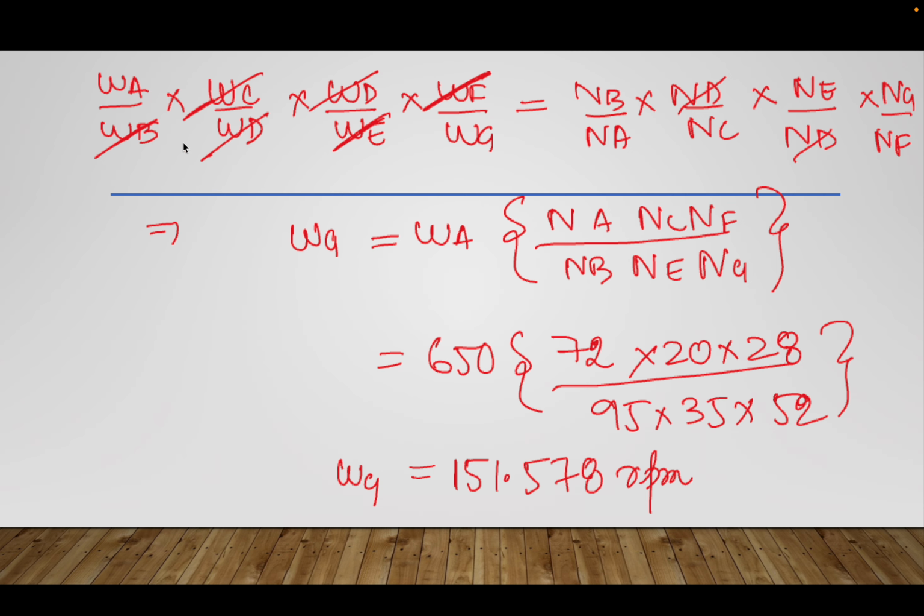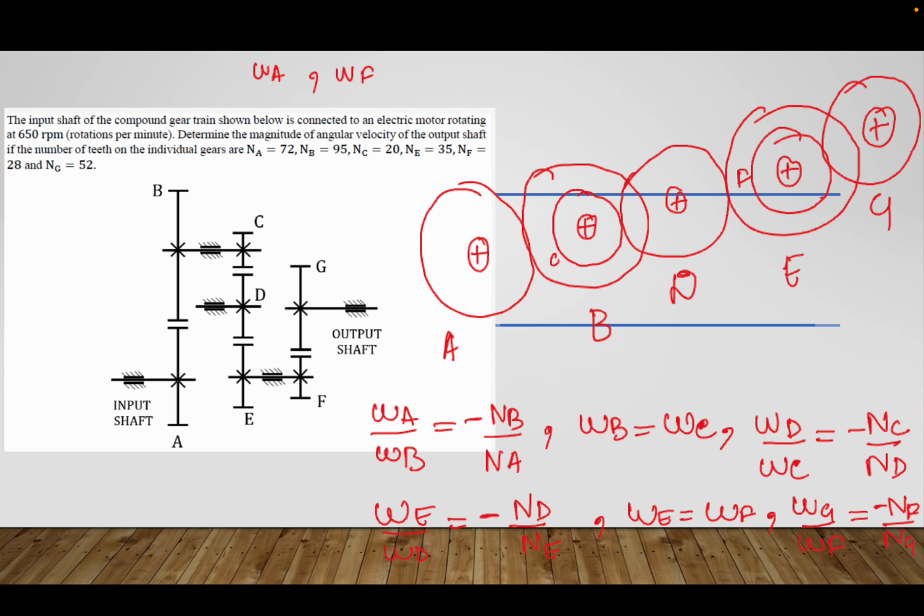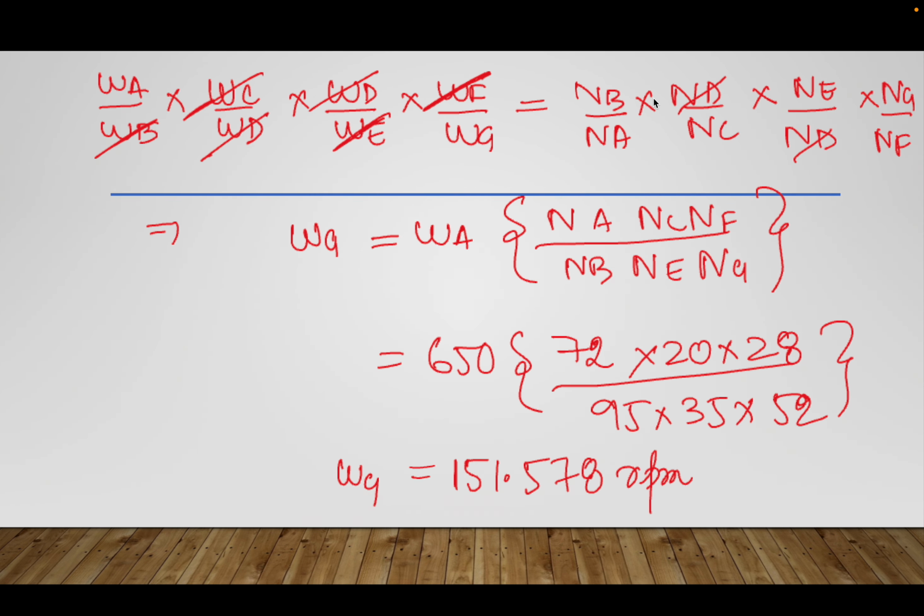So some of the terms will get cancelled because omega B is equal to omega C, right? Omega D is the same, then omega E and omega F are equal. Okay, from these relations you can see. So on the right hand side also we get something in terms of NB upon NA into NE upon NC and NG upon NF.